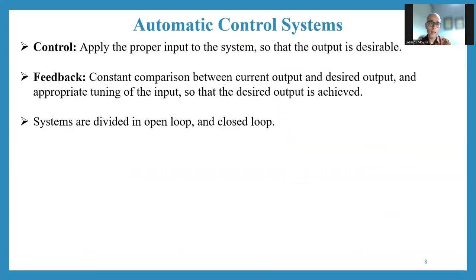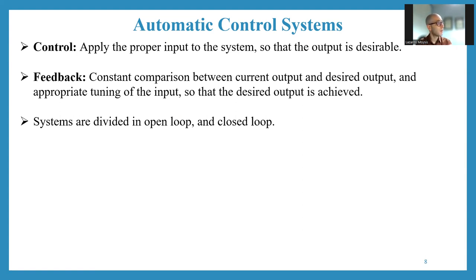Now, let's move on. We talked about what a system is. Let's talk about control. What is control applied to a system? The idea in control is that we adapt the input of the system, which we can provide ourselves, in order for the output to be desirable. And by desirable output, of course, this has to do with the system at hand.